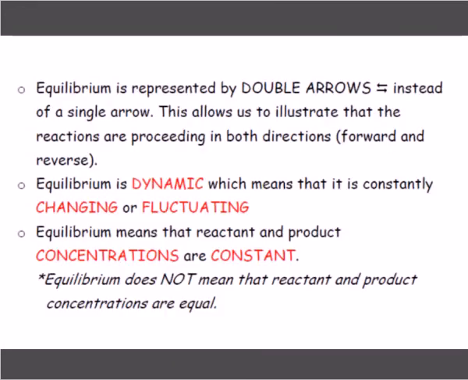Okay, awesome. So, equilibrium, guys, we know by now it's a double arrow. There's many different ways that you can write those. It could be two arrows above each other. It could be one arrow. You get the idea with that. Equilibrium is dynamic. Okay, that means it's constantly changing or fluctuating. It's a fluid process.